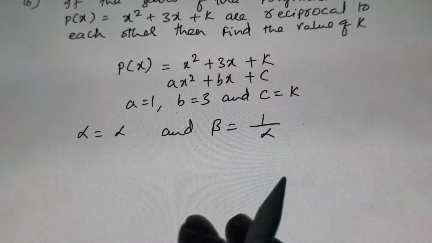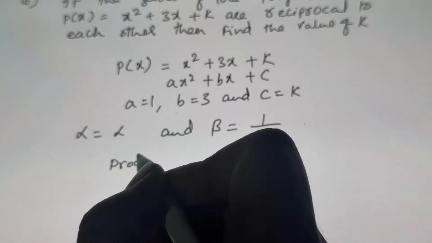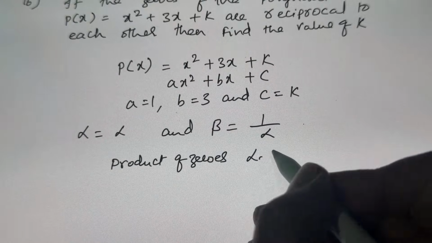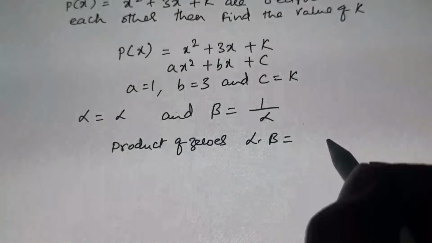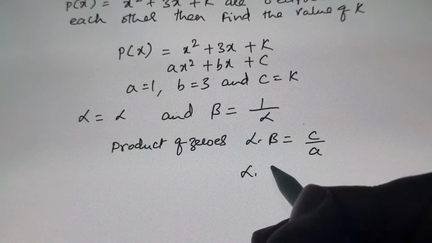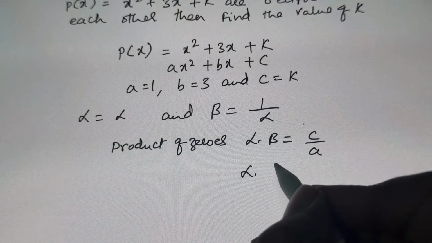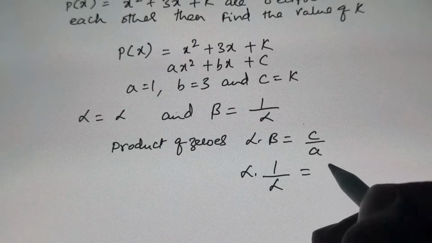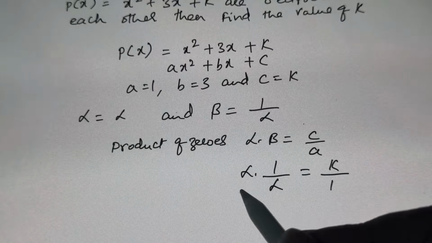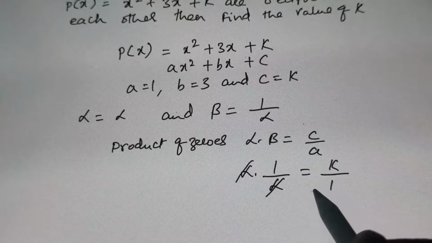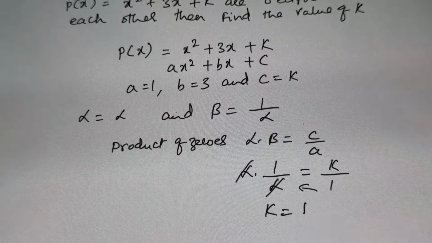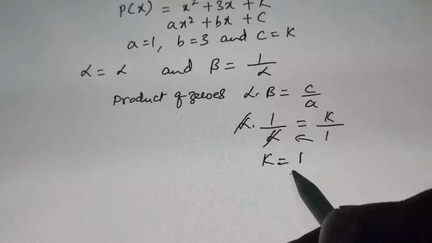Now you have product of zeros alpha into beta is equal to c by a. So we have first zero alpha, and beta is the reciprocal of alpha, that is 1 by alpha, equal to c, which is k, divided by a, which is 1. Here we can see alpha gets cancelled. Cross multiply, we have k equals 1 into 1, which is 1. Therefore the value of k is 1.